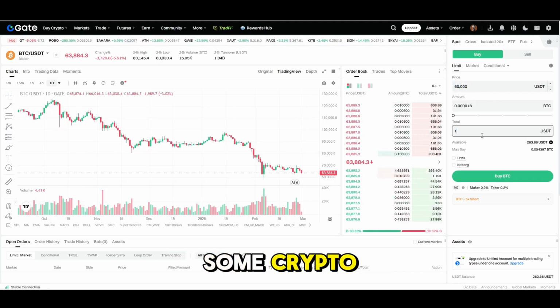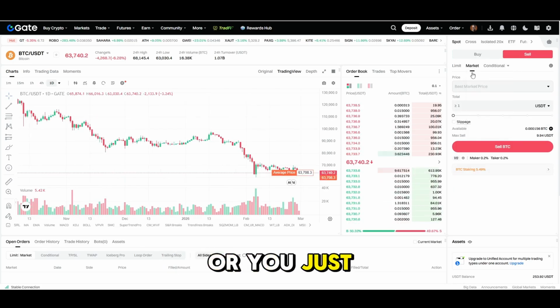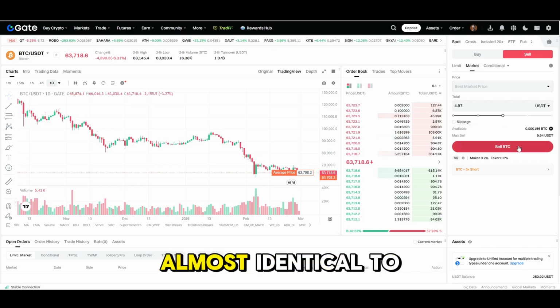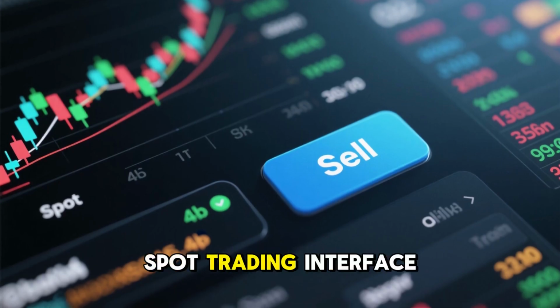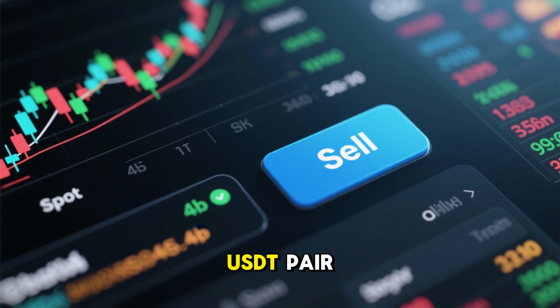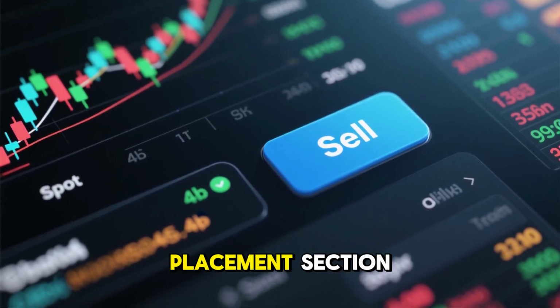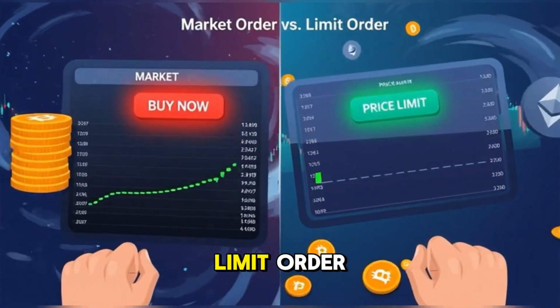So you've bought some crypto, and now you want to sell it. Maybe you've made a profit, or you just want to convert it back to a stablecoin like USDT. The process is almost identical to buying, just in reverse. In the same spot trading interface for the BTC/USDT pair, you'll now use the sell side of the order placement section. Again, you have the choice between a market order and a limit order.